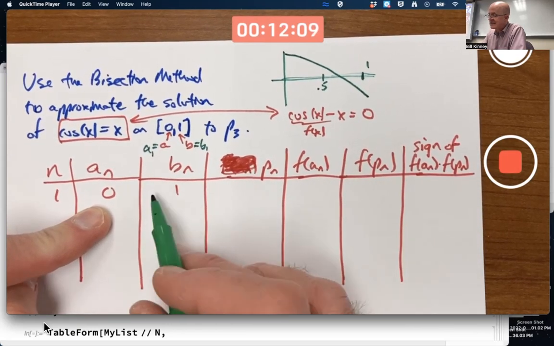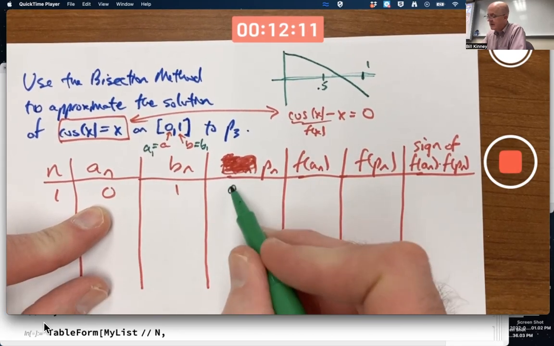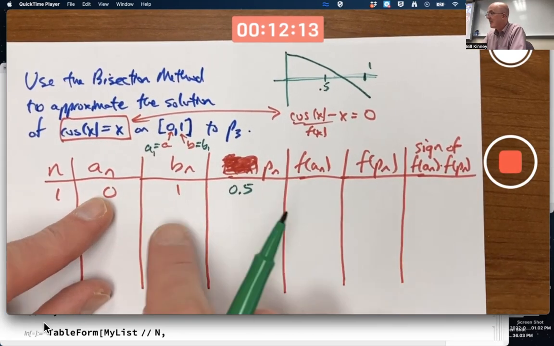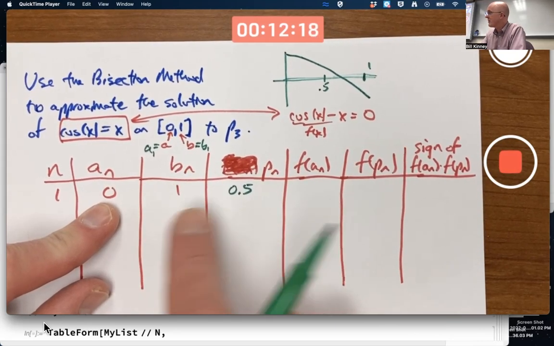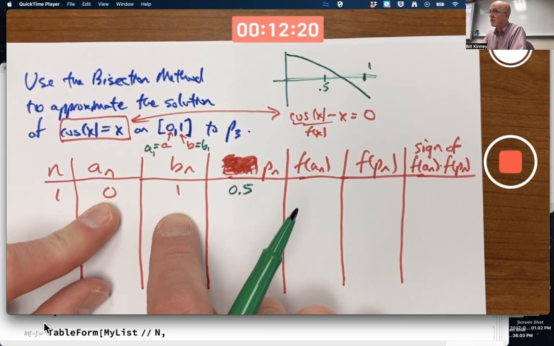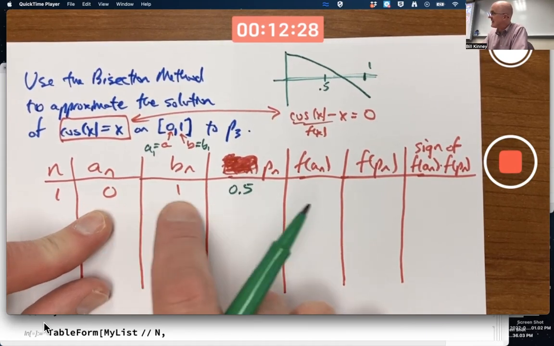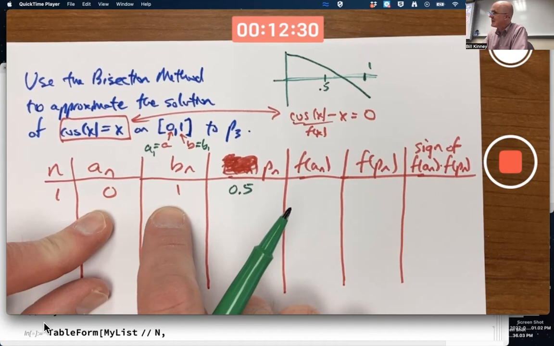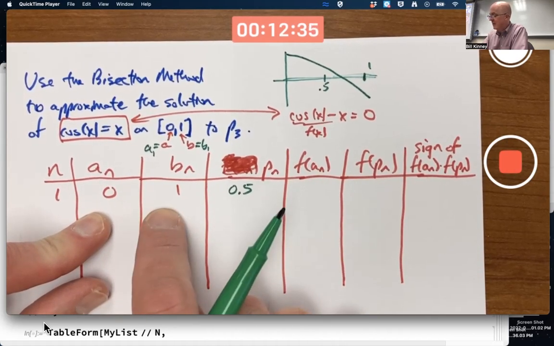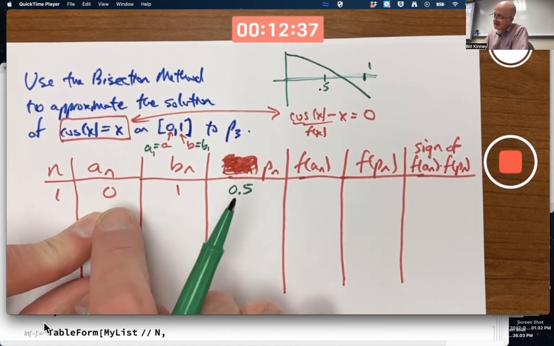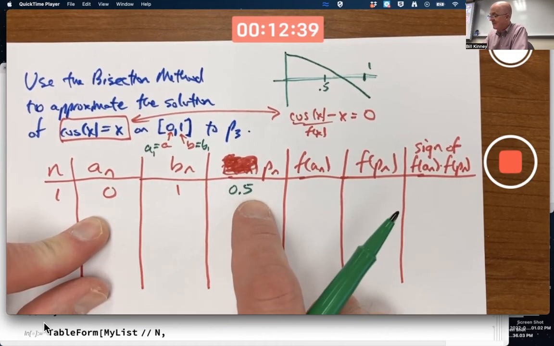So that's the first step, is do that labeling. And then Pn is the midpoint of those. That's obviously going to be 0.5. It is emphasized in the book that certainly you can find that midpoint by averaging these two numbers, 0 plus 1 over 2. But especially if you're a computer scientist, they talk about how that is less numerically stable than taking the distance between these things, dividing by 2 and adding it to 0. The distance between these is 1. 1 minus 0 is 1. Divide by 2 is a half. 0 plus a half does bring you to a half.